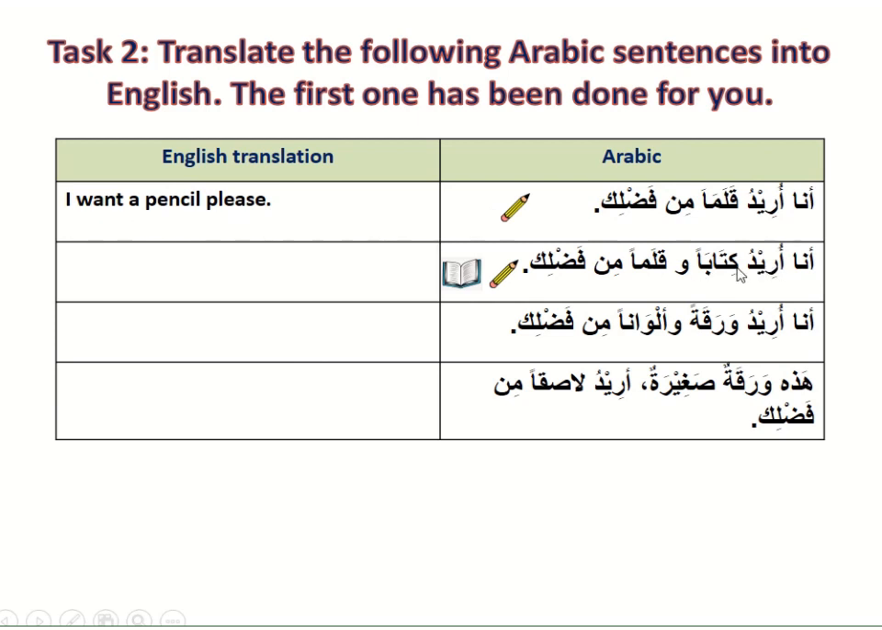أنا أريد كتابا و. و, we know what و is. If we need to connect two sentences together, we will use و. أنا أريد كتابا و قلما من فضلك. So write the translation here. أنا أريد ورقة. Go back to the meaning list, you will find it. أنا أريد ورقة. و, look, I connect the two sentences with و. و ألوانا من فضلك.